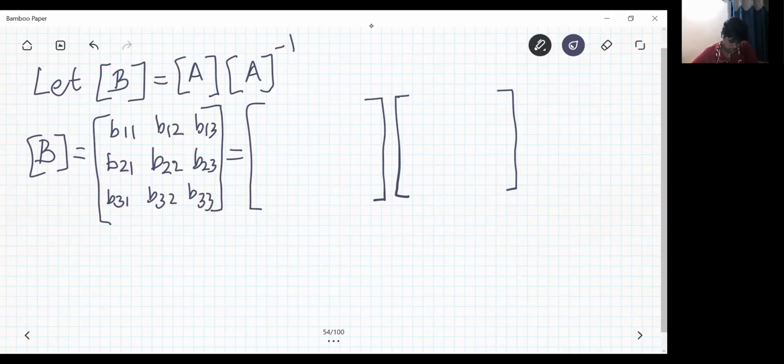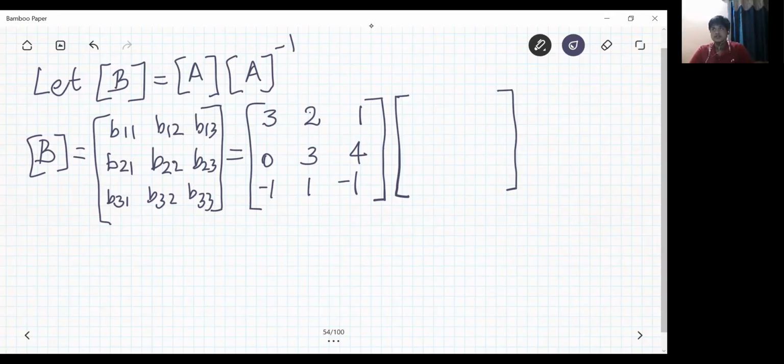So what was given? 3, 2, 1; 0, 3, 4; minus 1, 1, minus 1. Now A inverse, if you write it in that fraction, what you have written first place, then you will get the exact answers.